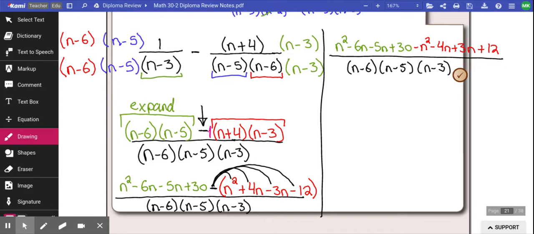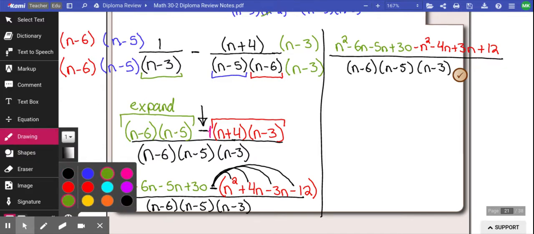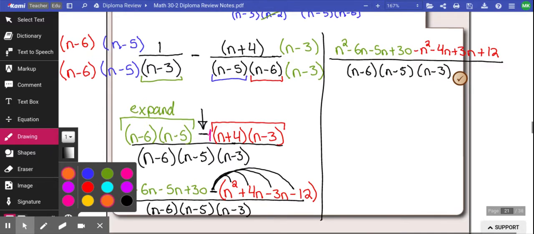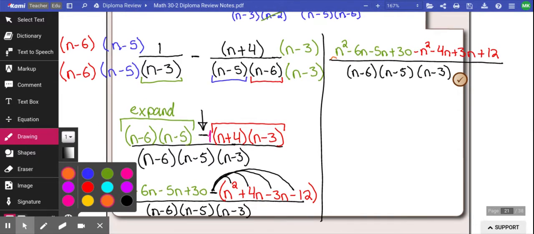But now that we're at that stage, if you look at your numerator, you have all monomials. I shouldn't say monomials, but that's okay. But you have a whole bunch of terms, and you have a whole bunch of like terms. So for instance, the n squares could combine. N squared minus n squared would equal 0. So they actually cancel each other out.